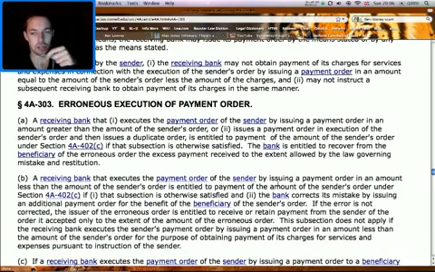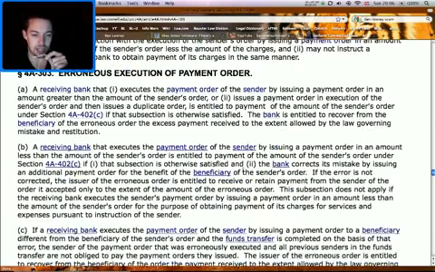Erroneous execution of payment order. A receiving bank that executes the payment order of the sender by issuing a payment order in an amount greater than the amount of the sender's order, or issues a payment order in execution of the sender's order and then issues a duplicate order, is entitled to payment of the amount of the sender's order under section 402C if that subsection is otherwise satisfied. The bank is entitled to recover from the beneficiary of the erroneous order the excess payment received to the extent allowed by the law governing mistake and restitution.